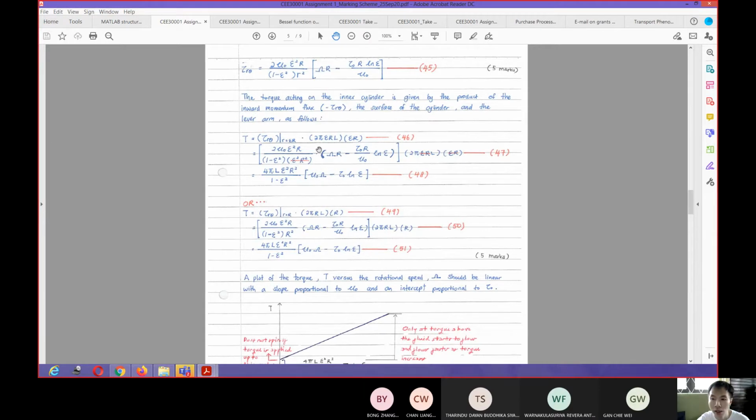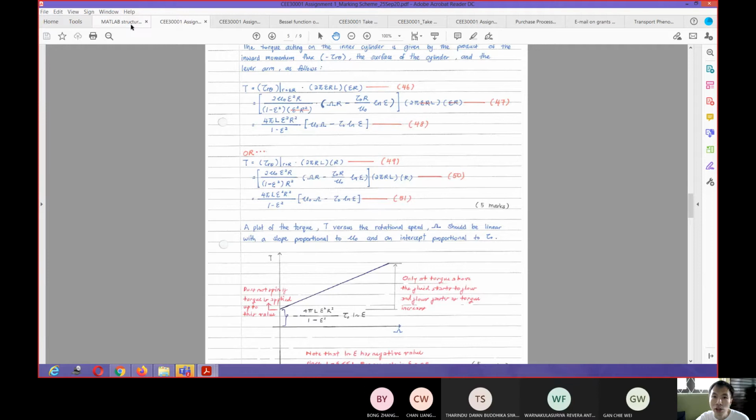It will give you the same result, because for every problem there's only one correct answer in transfer phenomena for this kind of problem. This is not an open-ended problem.